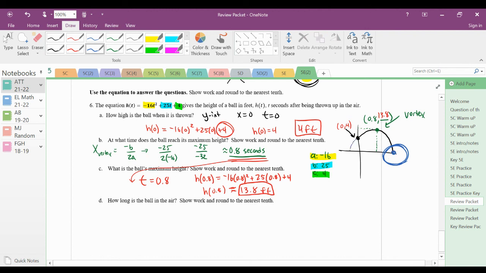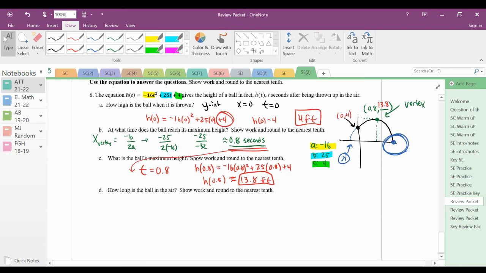Reminder that there's also that other x-intercept, but we don't really care about this one because that's with negative time, and time doesn't really go negative. So we're worried about the positive number of seconds to when that ball hits the ground. So we know that in that case, the height is equal to 0. So I'm going to set this entire equation, negative 16t squared plus 25t plus 4, equal to 0. I'm going to find what's the time when the height is 0.